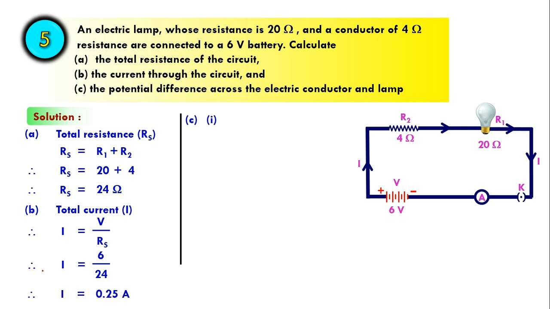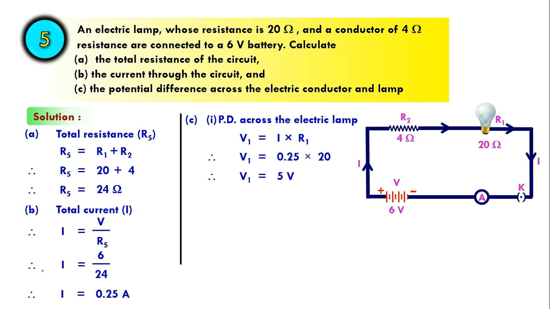And C, the potential difference across the electric conductor and lamp. Electric conductor means R2. Potential difference is nothing but what? V. V is equal to question mark. V1 is equal to I into R1. I is how much? 0.25. And R1 is how much? 20. So answer is 5 volts.